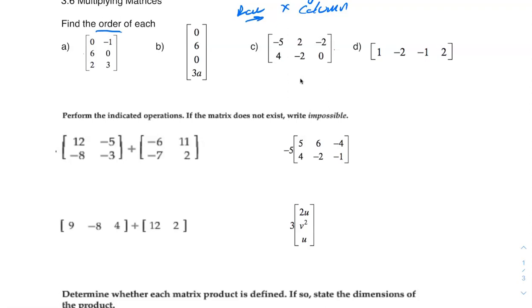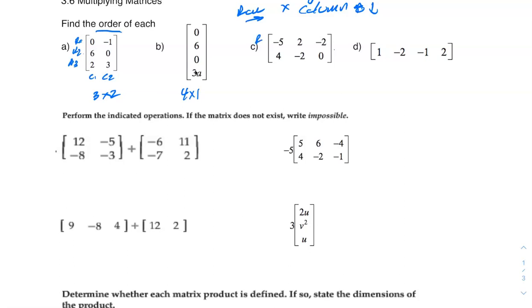Rows go left and right, and columns go up and down. So this is 3 rows, row 1, row 2, row 3, and 2 columns, column 1, column 2. So this would be a 3 by 2. Alright, so I do this one. This has 4 rows, 1, 2, 3, 4, and then 1 column. So this is a 4 by 1.